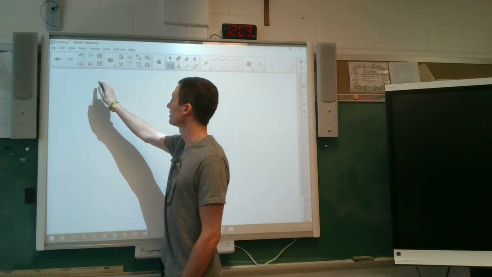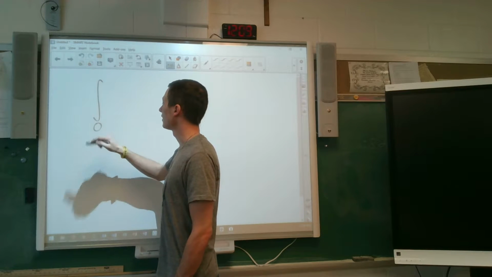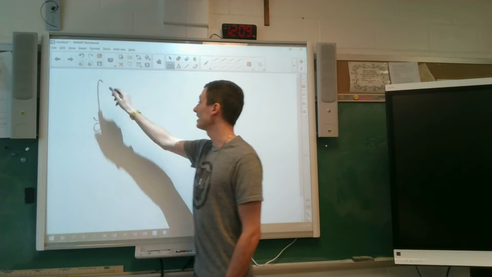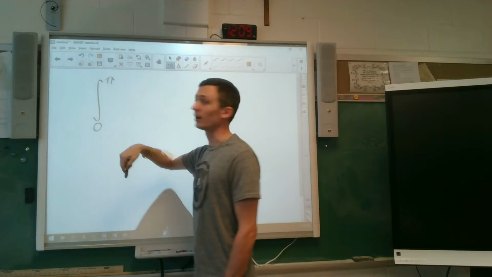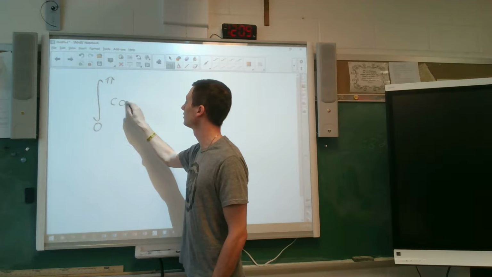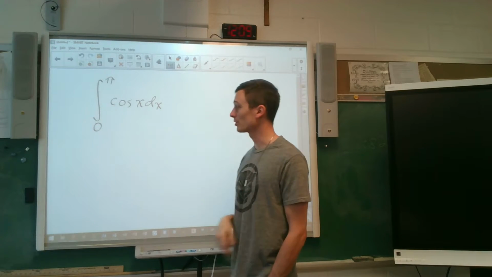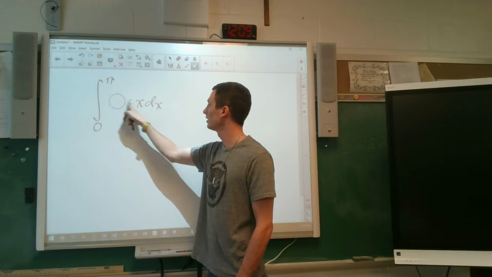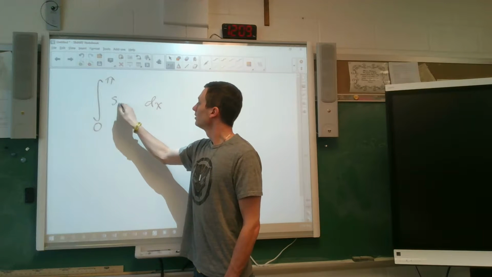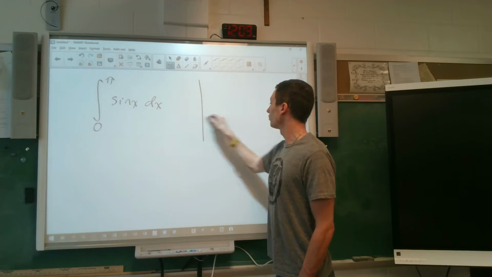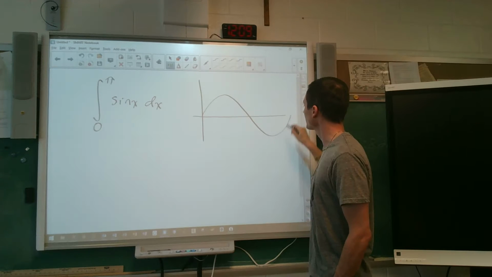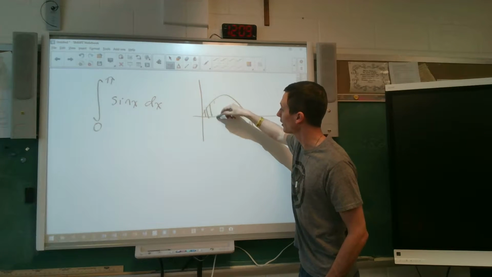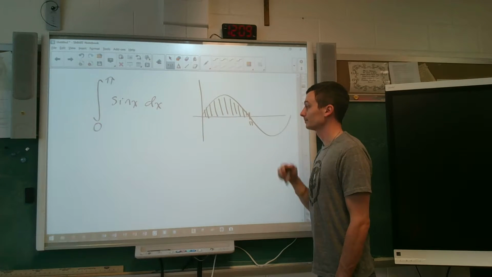Maybe we wanted to do something like the integral from 0 to, let's say, pi of cosine. So the integral from 0 to pi of cosine x dx. Actually, I don't want to do cosine, I want to do sine. So first of all, what does this look like? Well, we know sine looks like this, where that's pi. So if I'm integrating from 0 to pi, I'm looking for the area under the curve right there.